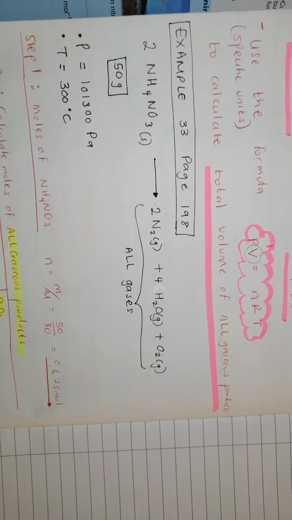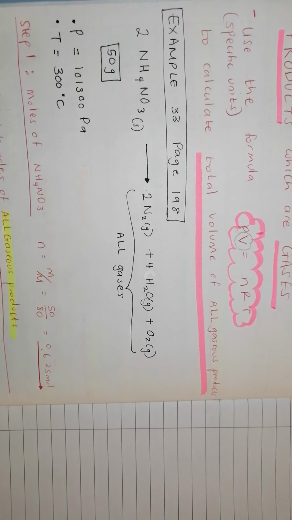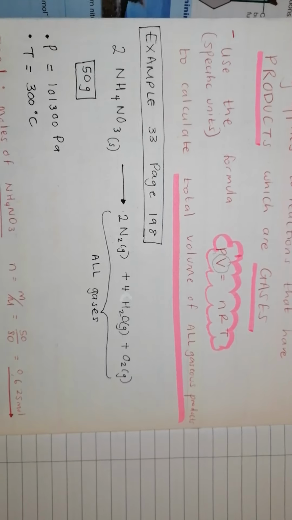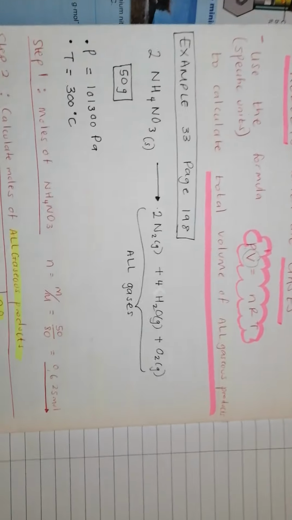Now there are 2 ways of doing this calculation, but I'm going to show you the one which I think is the easiest, and you can decide whether you want to use this one or you want to use the other method, which is on page 199, and you can go through that one. But either way, it's both going to give you the same answer.